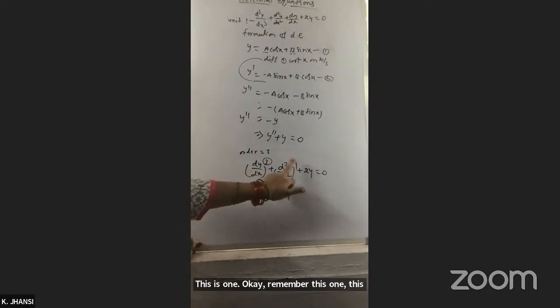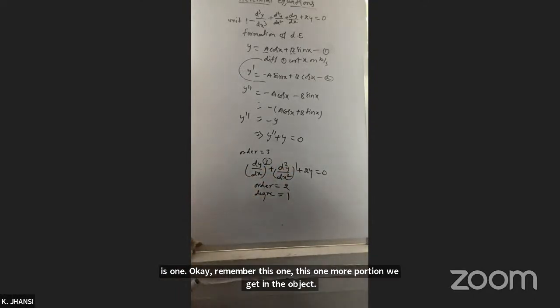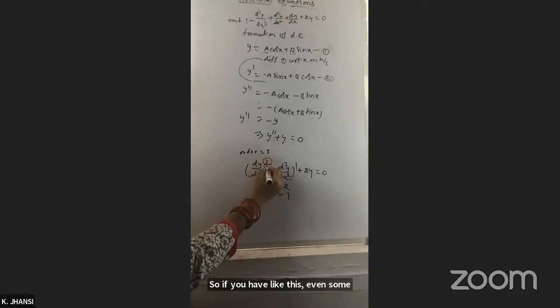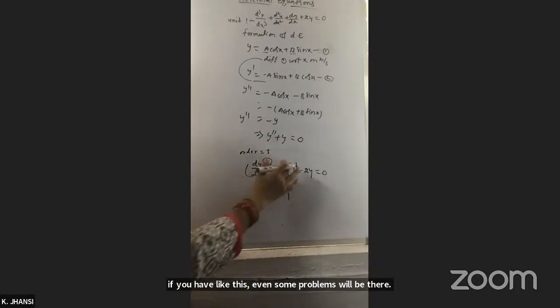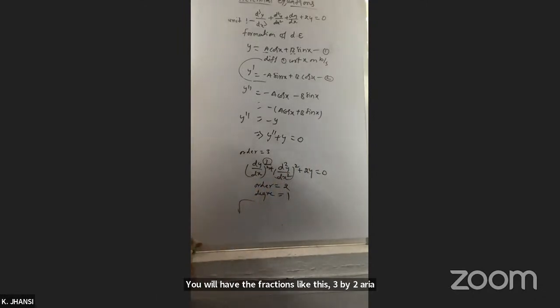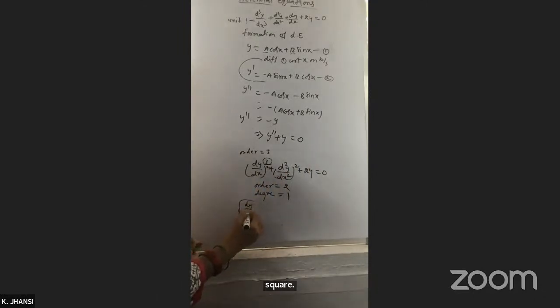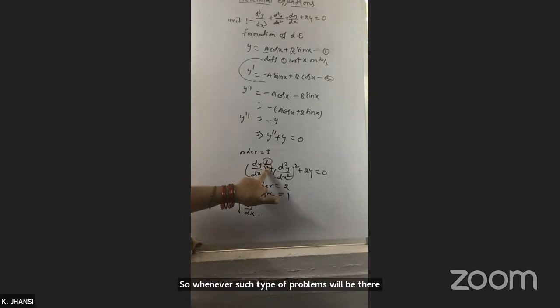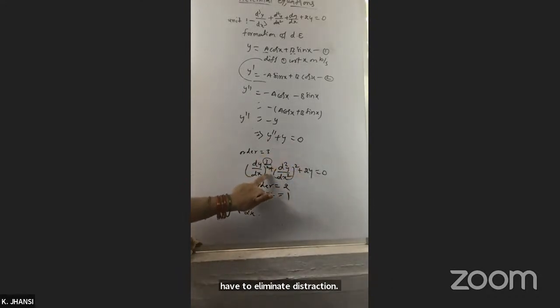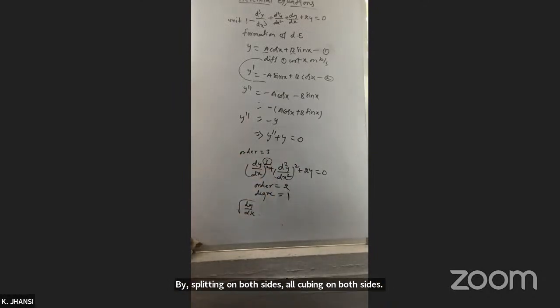Even some problems will have fractions like 3 by 2, or a square, and even some problems will have a square root of d by dx. Whenever such types of problems are there, you have to eliminate the fraction by squaring on both sides or cubing on both sides. That depends on the given problem. Even examples are there on page number 78. If you see there, you can see.